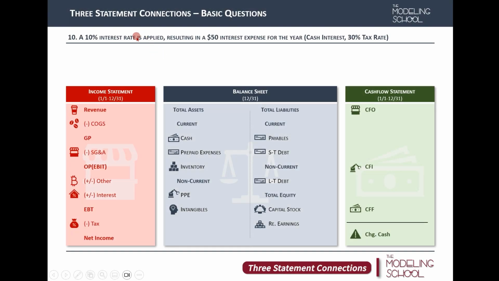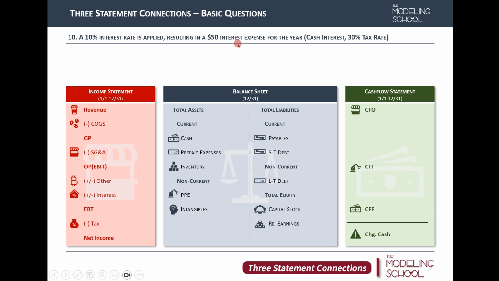So a 10% interest rate is applied to the $500 bank borrowings from our previous question, and now it results in a $50 interest expense for the year. It's a simple cash interest, and we're also assuming a 30% tax rate here as well.